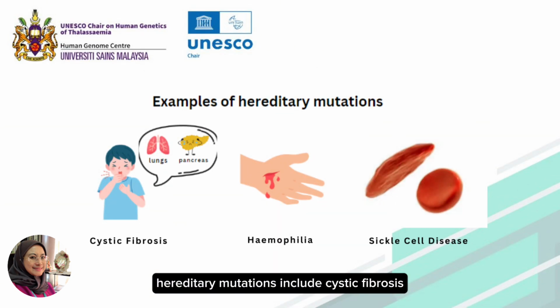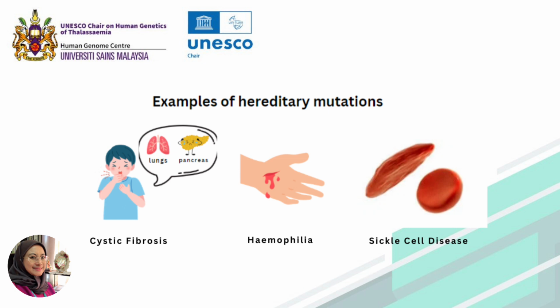Hereditary mutations include cystic fibrosis, hemophilia, and also sickle cell disease. Other mutations can happen on their own during a person's life. These are called sporadic, spontaneous, or new mutations. They affect only some cells.